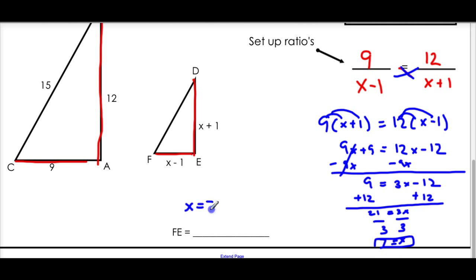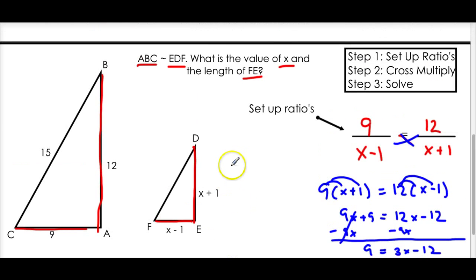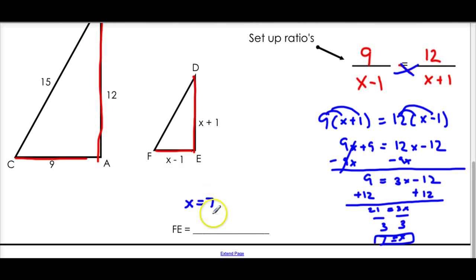We did it. Now to find out what FE is, we just have to plug that in. So FE is equal to x minus 1. So another way to say that is 7 minus 1. Remember, we're just plugging in x. And so FE is equal to 6.